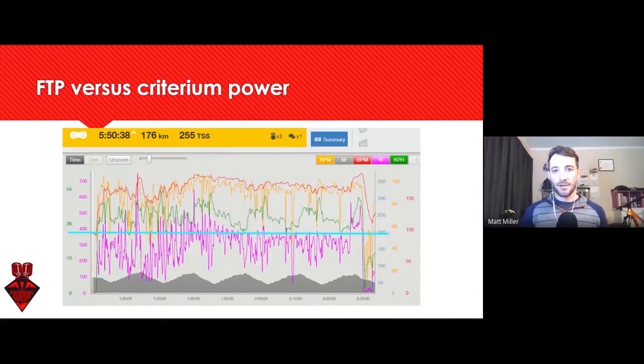But as far as pacing goes, it's not a great pacing effort, because we know that in the criterium, you want to save all your energy for the end. If this athlete could have potentially saved some of that energy early on, it could have been a better finish in this race. So that's where I'm looking at pacing.